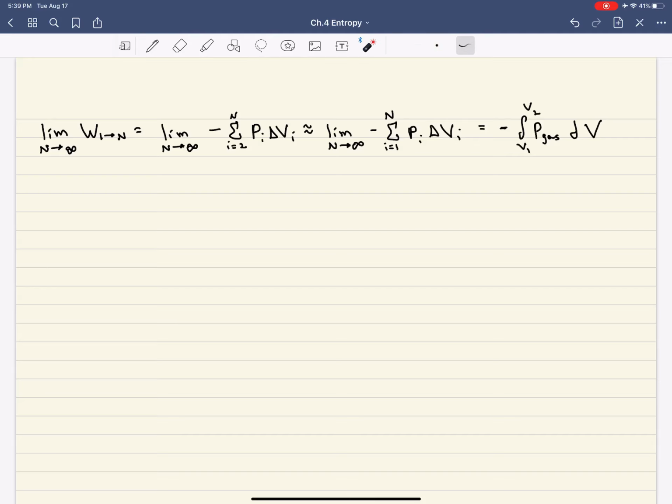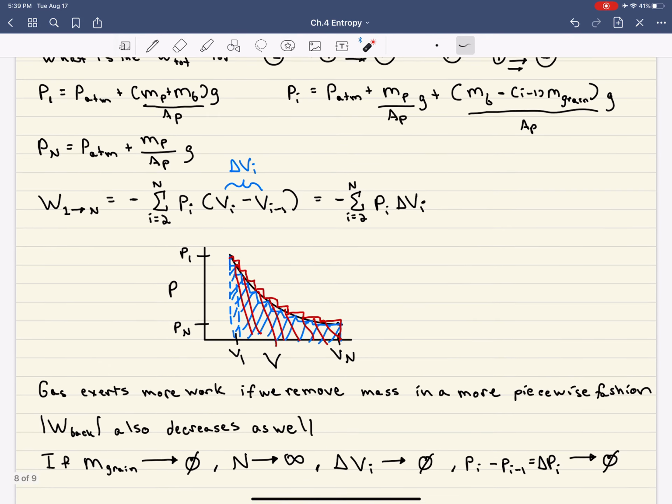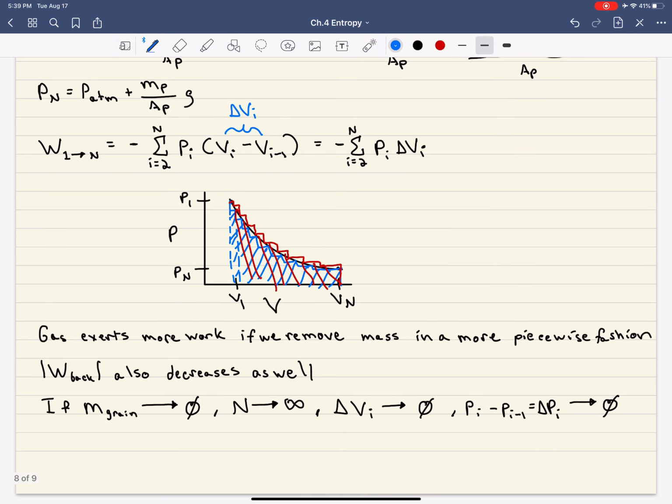If we go back here, the reason, at least physically, why this makes sense is that if I take a look at these delta V_i and delta P_i and make them infinitesimally small, essentially what we're saying is the system is quasi-static. At each step, you aren't changing the pressure and volume that much, and so they're essentially at equilibrium at each step.